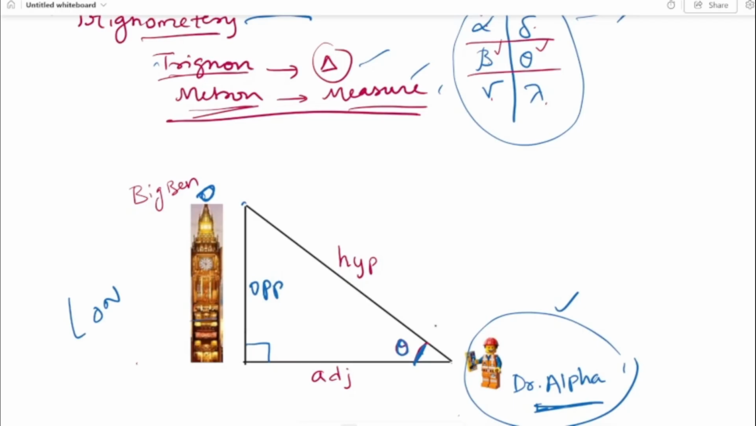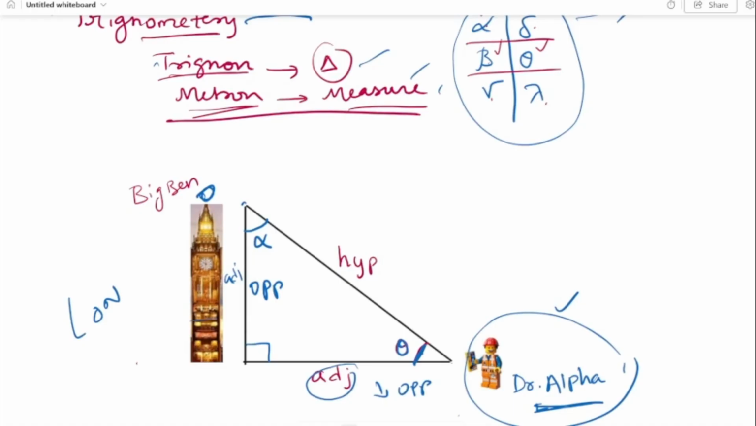Say for an example, if Mr. Alpha is on the top of the tower, he's viewing down. If this was the angle of elevation, alpha, then this becomes opposite. Remember this. And this becomes adjacent. So opposite is always opposite to the angle, depending on the context, like angle of elevation or depression.